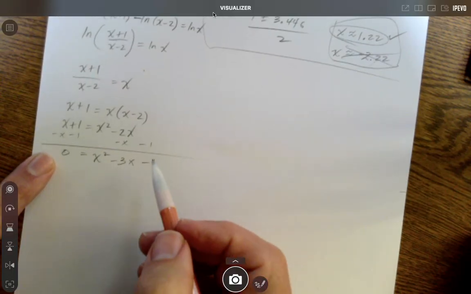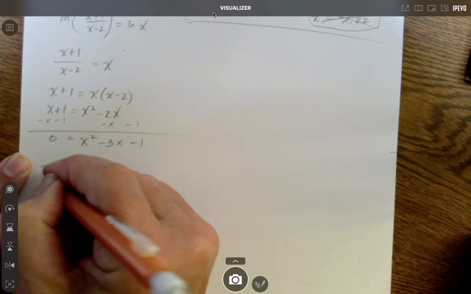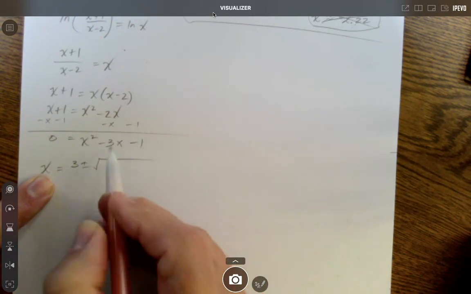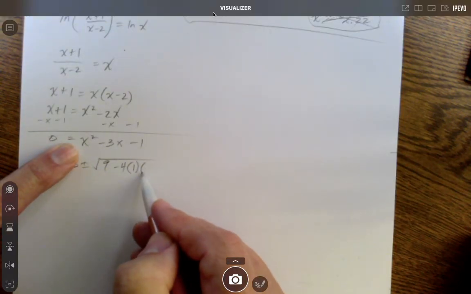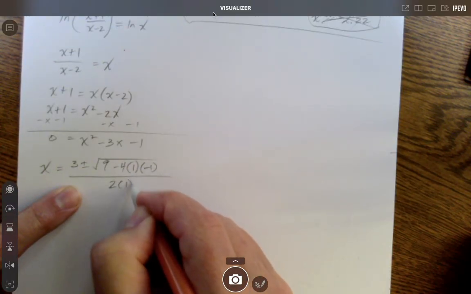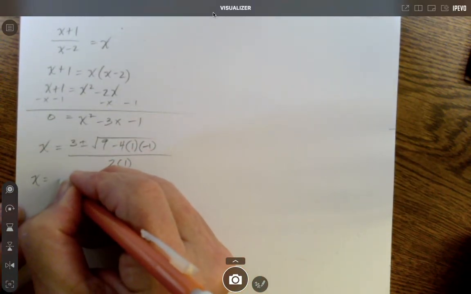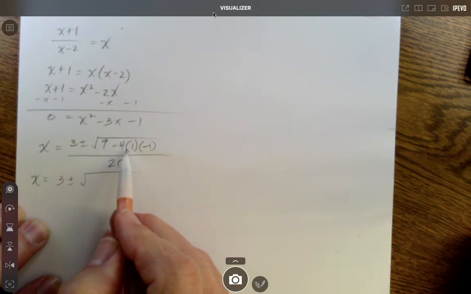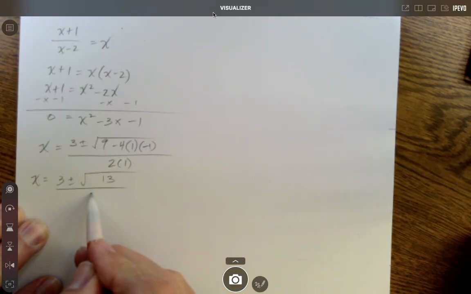I'm pretty sure this does not factor, so we'll do the quadratic formula. X equals negative b, which is 3, plus or minus the square root of b squared, which is 9, minus 4 times a, which is 1, times c, which is negative 1, all divided by 2a, which is 1. x equals 3 plus or minus the square root of, what is that, 9 plus 4. So square root of 13 over 2.